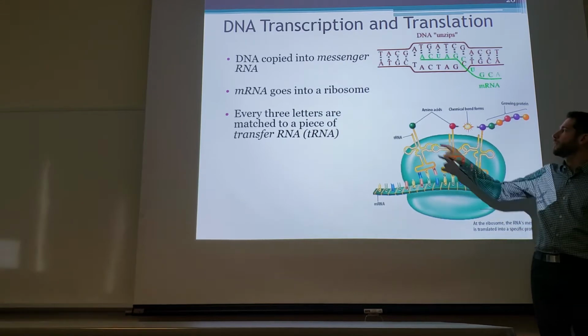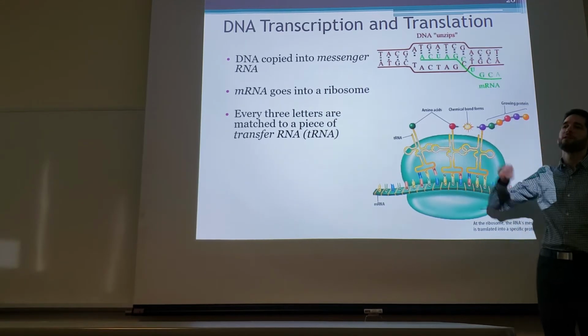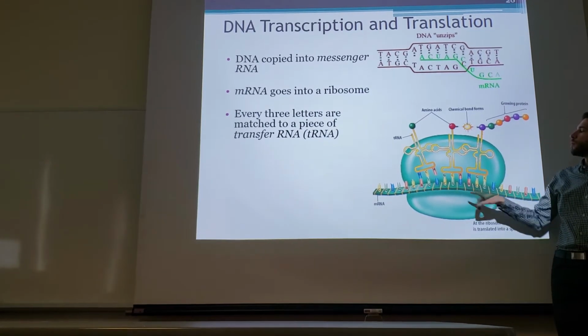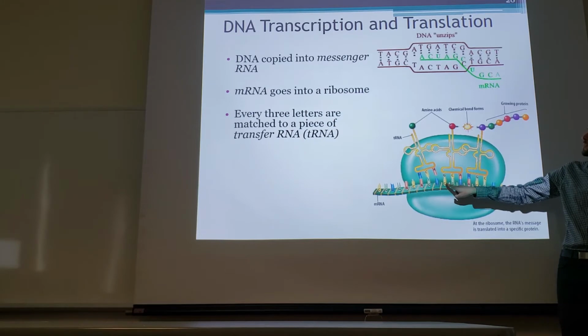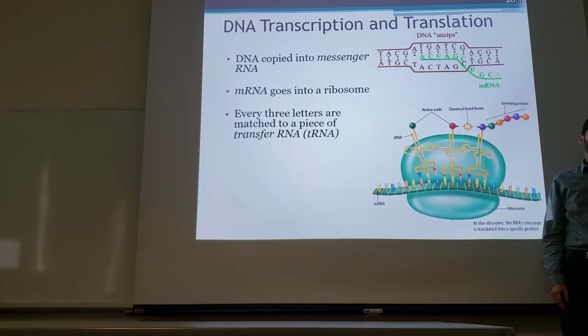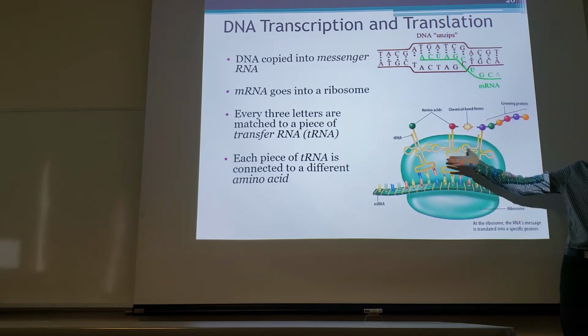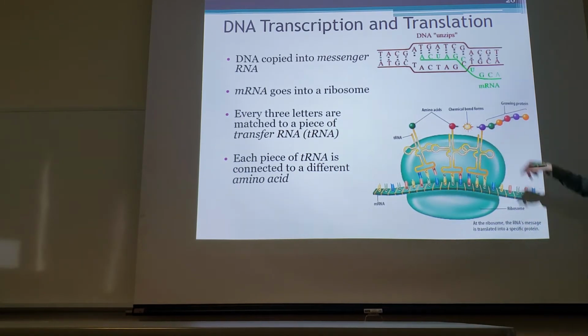On top of that key is a little green ball. That's an amino acid, and it's a different amino acid for every key. So the GCA key, that fits CGU. The GCA key has a red ball, okay, a different amino acid. Each piece of tRNA is connected to a different amino acid, and we're going to put them in one by one by one all the way along the chain, and every 3 letters will correspond, therefore, to a different amino acid.